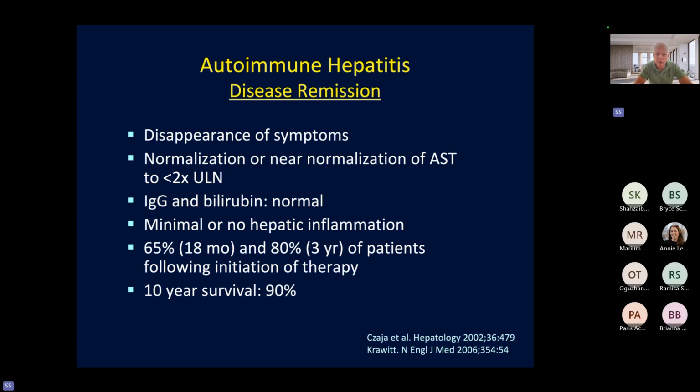Disease remission is characterized by a patient being asymptomatic, a normalization or near normalization of your aminotransferases, a normalization of your immunoglobulin G and your bilirubin, minimal or no hepatic inflammation, and when hepatic inflammation is present, it's limited to the porta hepatis. And so what is disease remission statistically? Again, in adult patients, 65% by 18 months and 80% by 3 years following the initiation of therapy. And the 10-year survival of patients who go into remission is 90%.